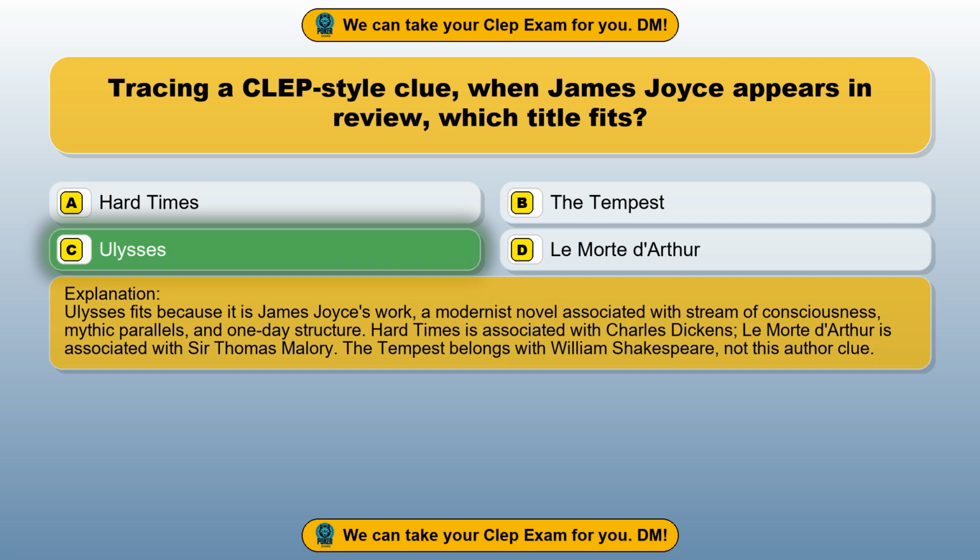Ulysses fits because it is James Joyce's work, a modernist novel associated with stream of consciousness, mythic parallels, and one-day structure. Hard Times is associated with Charles Dickens, Le Morte d'Arthur is associated with Sir Thomas Malory. The Tempest belongs with William Shakespeare, not this author clue.